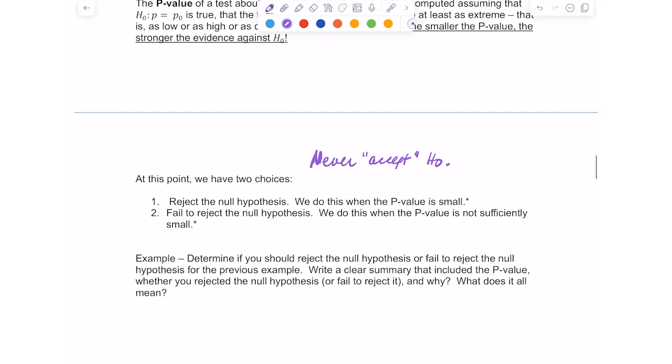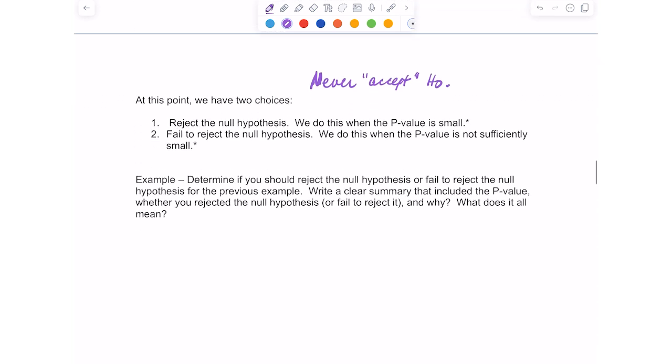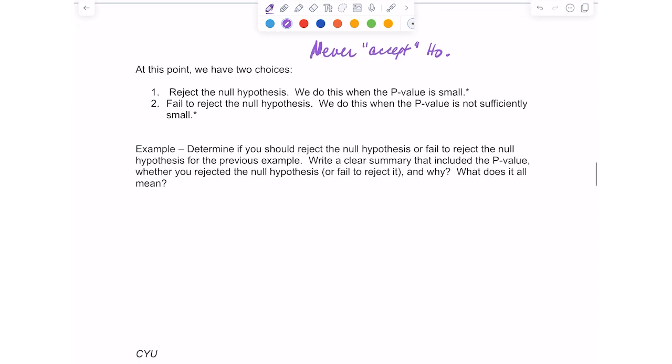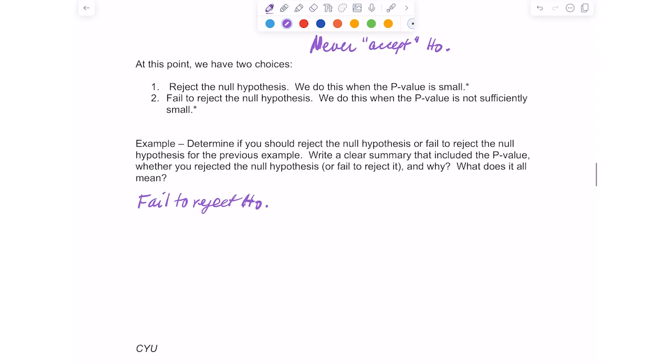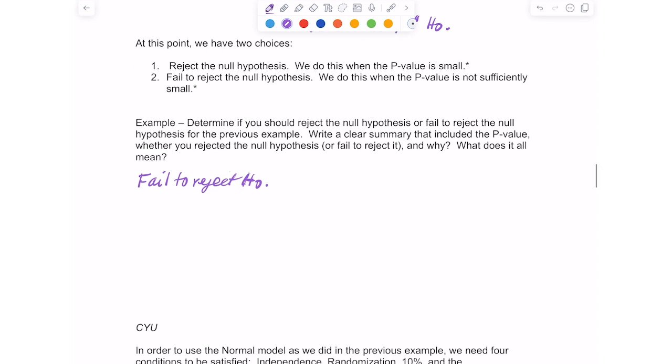So should we reject the null or fail to reject the null hypothesis for the previous example? What do you all think? Well, 34% actually is a large enough p-value that we would fail to reject, okay? So what we would basically say here is we're failing to reject the null. And we'll talk more about how we know whether to reject or fail to reject. If we're failing to reject the null, it means we're siding with the null.